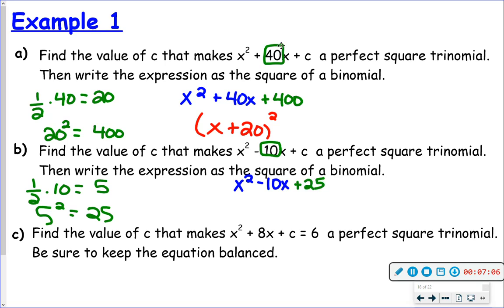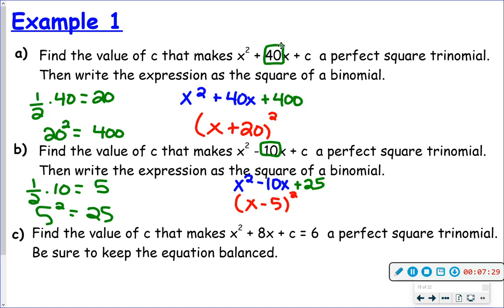And again, the purpose of the green 25 is it factors. What multiplies to 25 adds to negative 10? Negative 5, negative 5. And we're just going to put it as squared. And now you know that the number in the center would be 5 when we get to the circle part, which we will. Okay, last one. Find the value of C that makes blah, blah, blah, a perfect square trinomial. Be sure to keep the equation balanced.